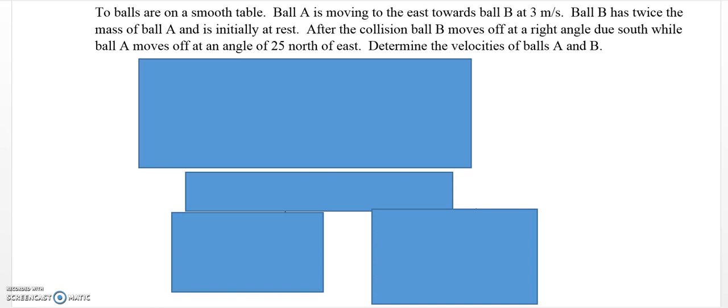Ball A is moving to the east towards ball B at 3 meters per second. Ball B is twice the mass of ball A and is initially at rest. After the collision, ball B moves off at a right angle due south, while ball A moves off at an angle of 25 degrees north of east. Determine the velocities of balls A and B.